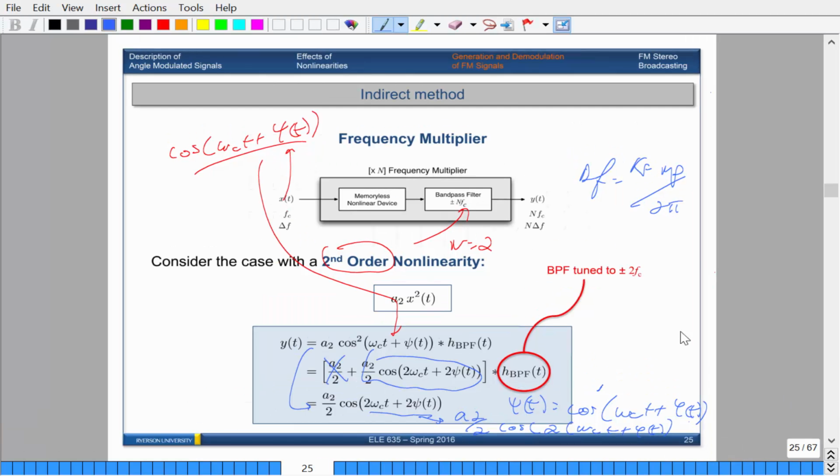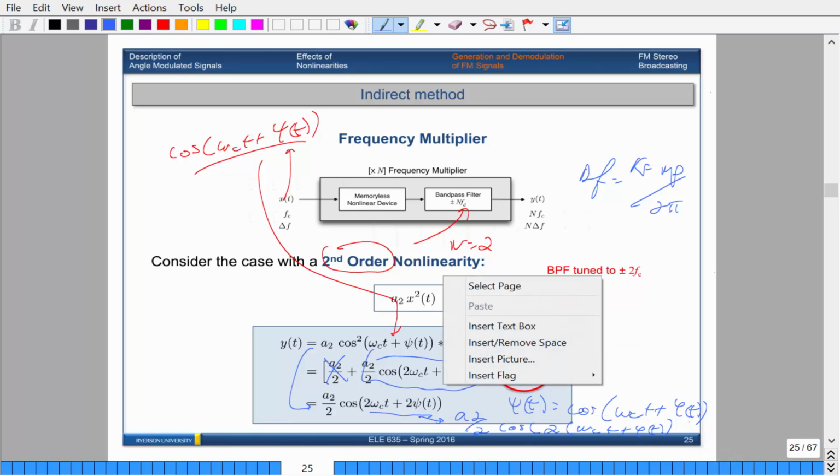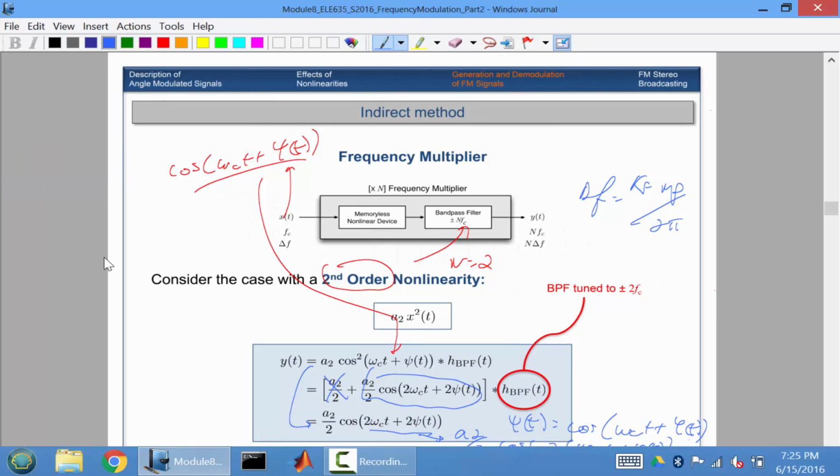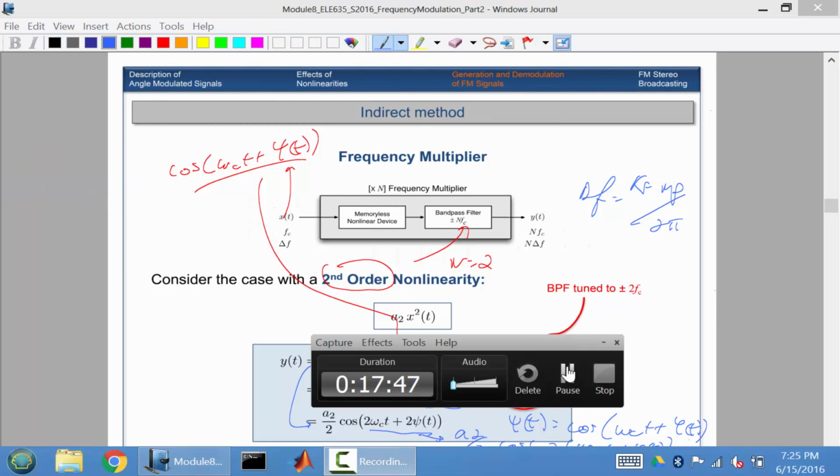Okay, here we go. Oh yeah. Okay. Sorry, hold on. Go full screen from now on.